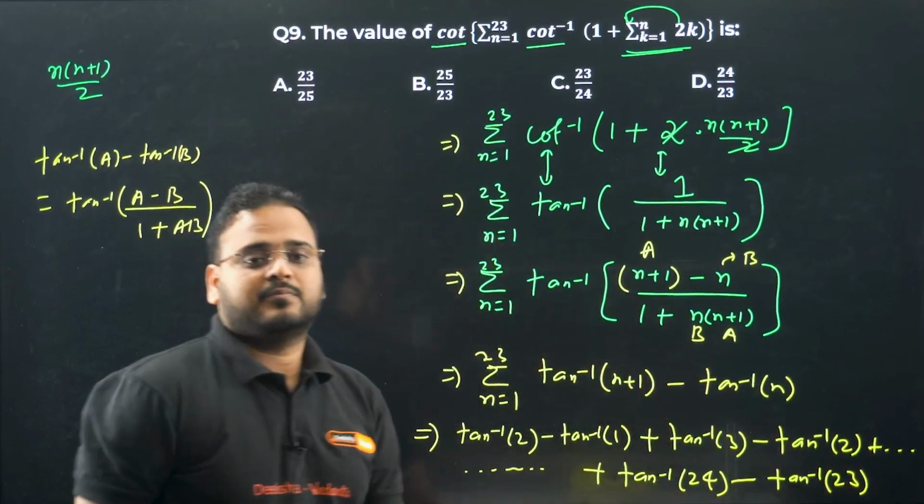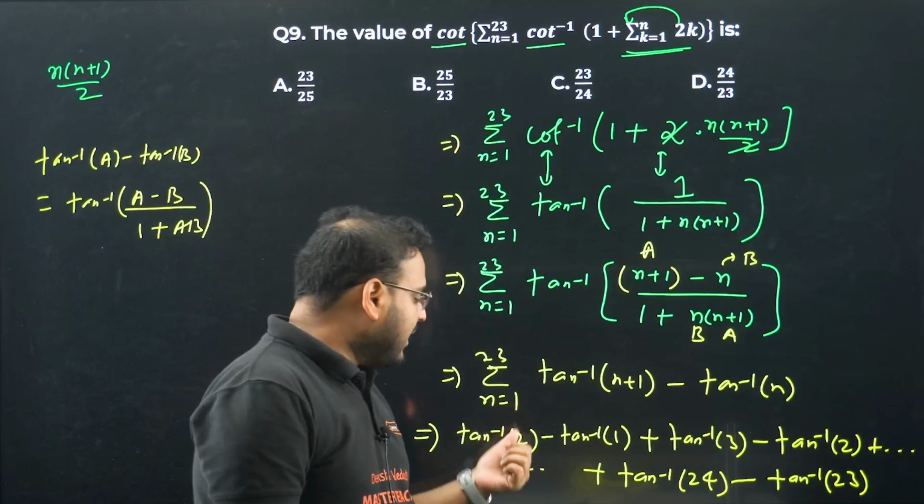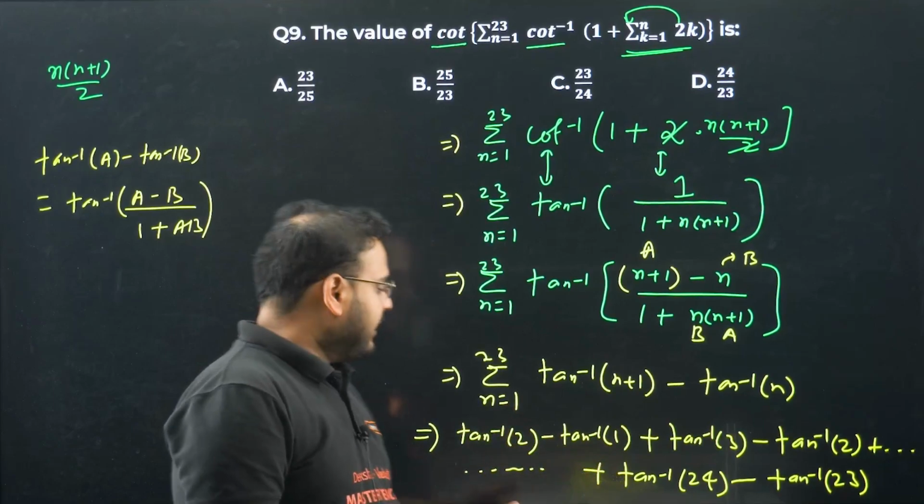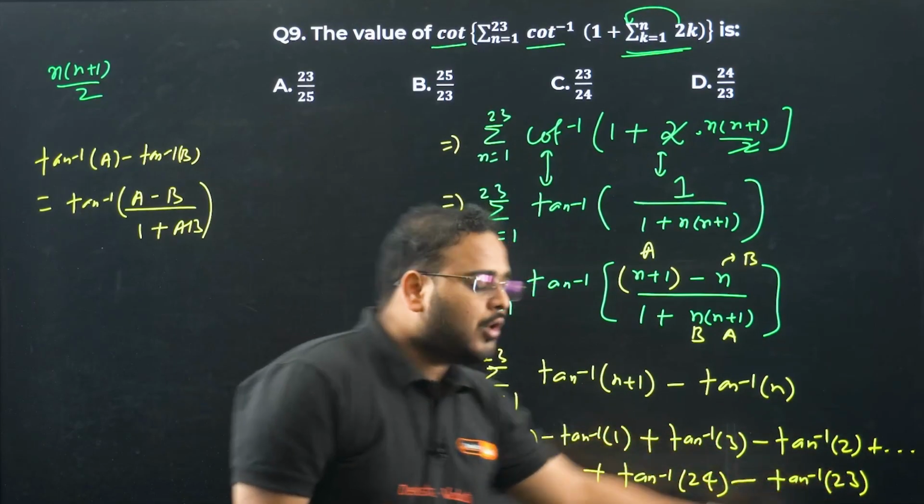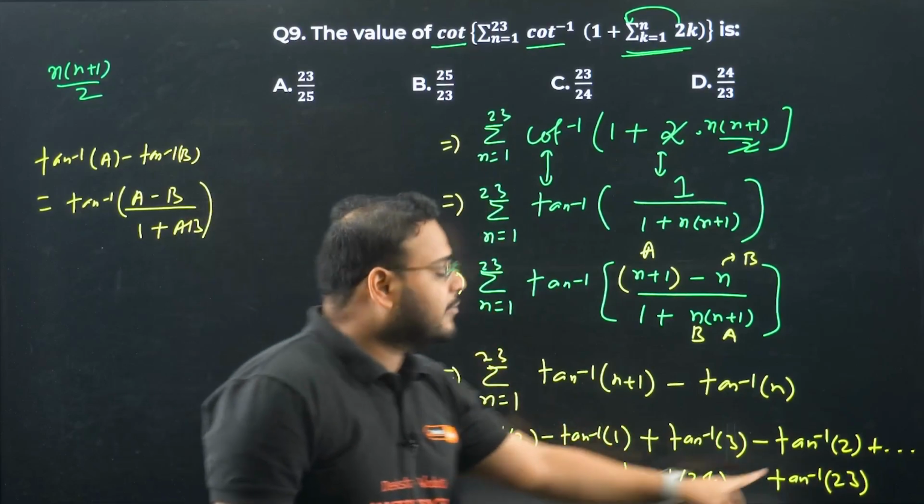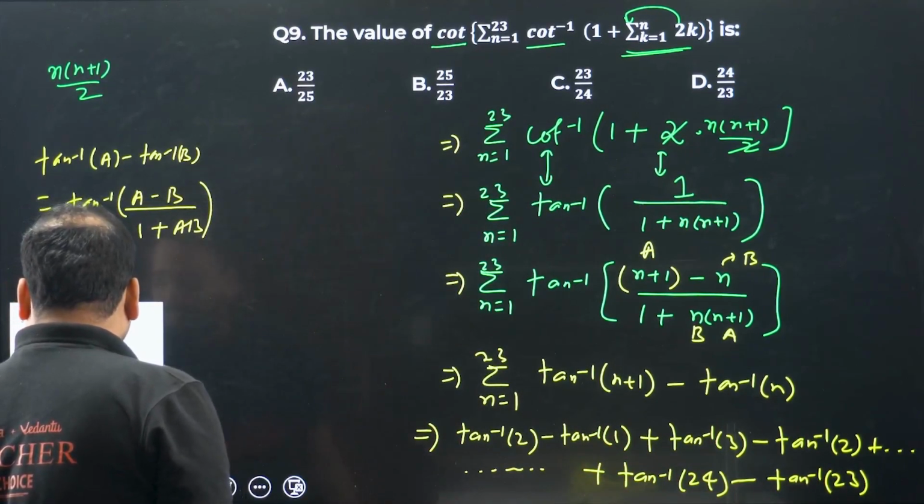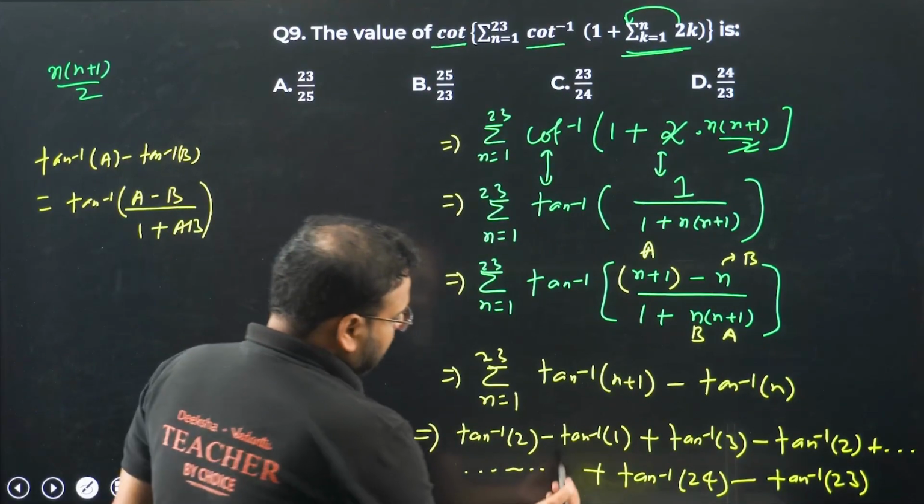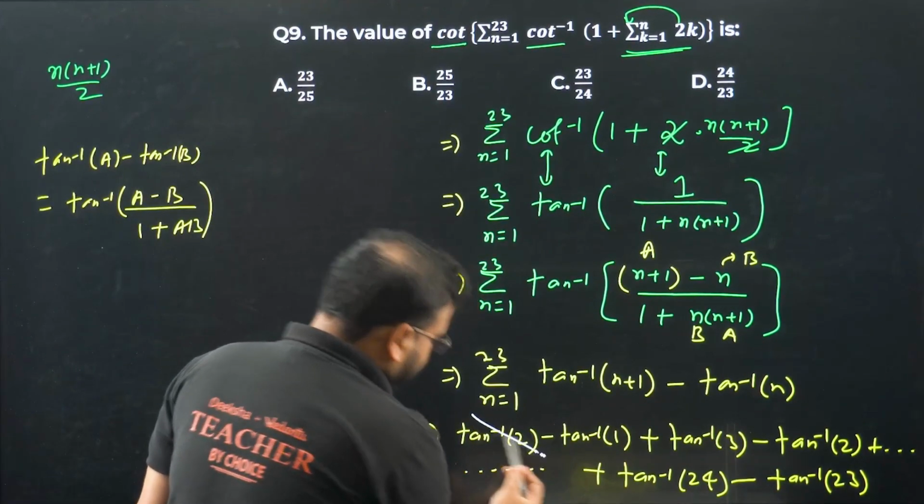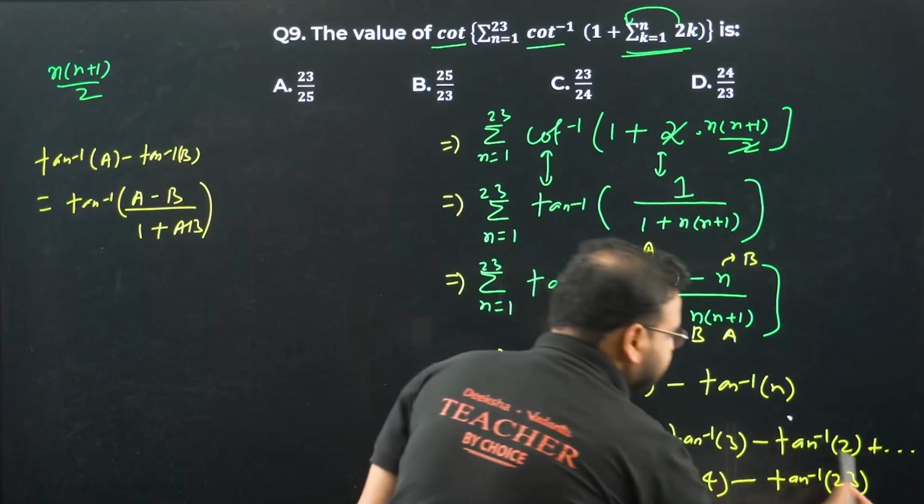Right? First I put n as 1, I got 2 minus 1. n as 2, I got 3 minus 2. When I put n as 23, I got 24 minus 23. Okay. Now check carefully. Very good thing is going to happen now. I can cancel something. I can cancel here. Plus tan inverse of 2, here negative.